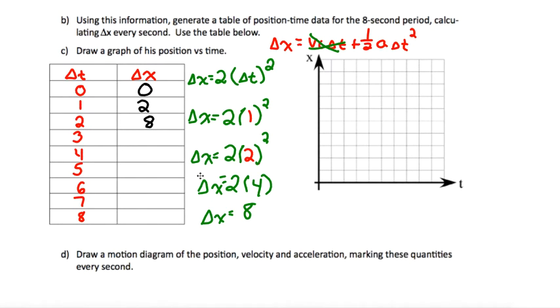Alright, I'm going to let you do the rest. Remember, all you need to do is square whatever time you have. So the next one you'll take 3 squared, and then you'll double that. You'll multiply it by 2. Finish that data table. Then you'll need to scale your axes and plot those points over here. Okay? Don't forget to put labels for position and time. The last part, part D, is very simple. You'll just need to make a motion diagram to show that type of motion. You guys are good at those.